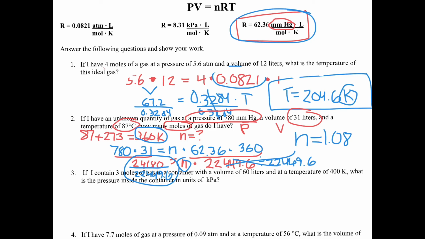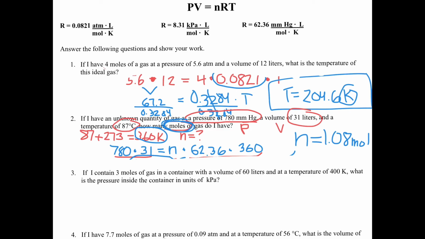Now, what are the units for N? Well, N is amount, and if you remember, amount means moles. So we're going to put MOL. That means this gas with all these different measurements, there must be 1.08 moles of that gas. And we used the ideal gas law equation to figure it out. Let's jump to number 3 here.